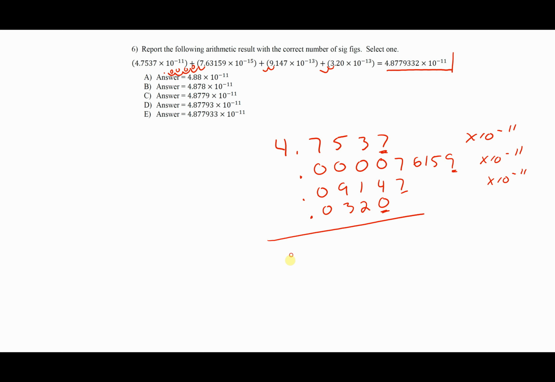So when we add this all together, 4.87793332. Once again, we're at the fourth decimal place, and that will be our answer. That 3 does not cause it to round. There's our answer.